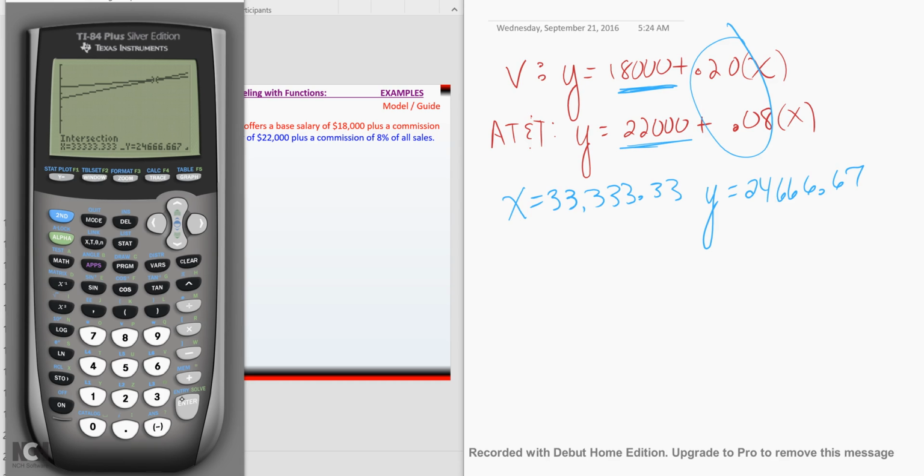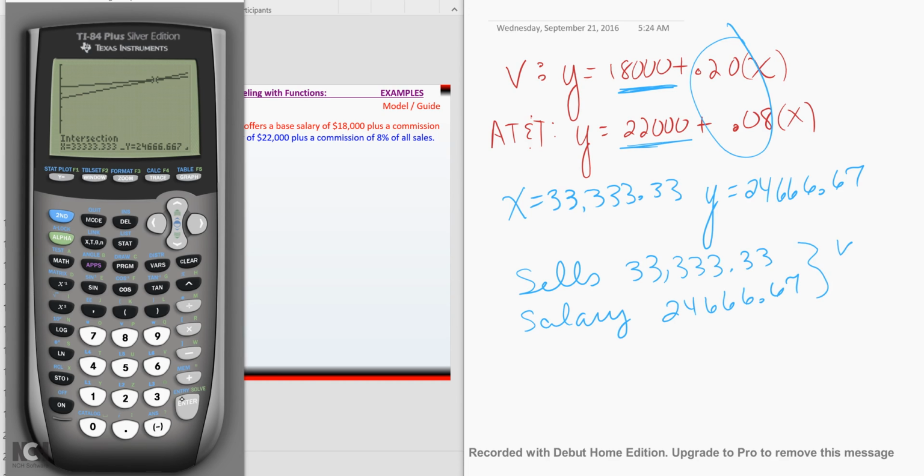At this point, she'll make the same salary regardless of whether she works at Verizon or AT&T. If she sells $33,333.33 worth of merchandise, her salary will be $24,666.67, whether she works at Verizon or AT&T. That's the break-even point. That's when it won't matter where she works. So what's your advice to Sally?